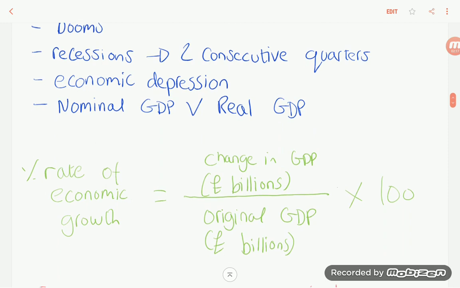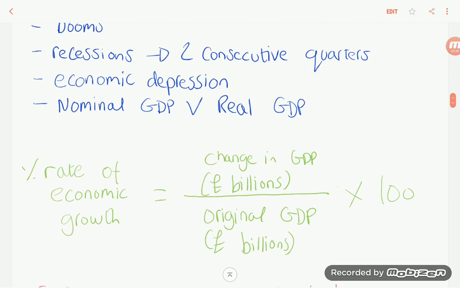So here's our formula now for the percentage rate of economic growth. And you can see that in front of you. Over a 1-year period, a country's GDP may increase or decrease. This simply measures the change in the amount of goods and services produced between 1 year and the next. The change in GDP can be shown in two ways: as a value in terms of billions of pounds, or as a percentage, hence the formula.